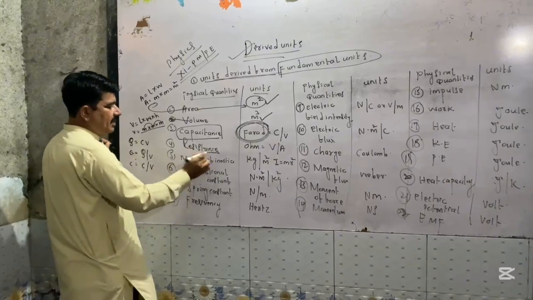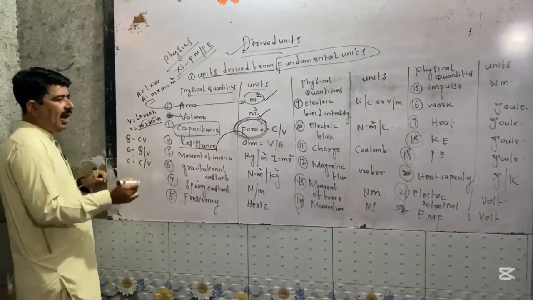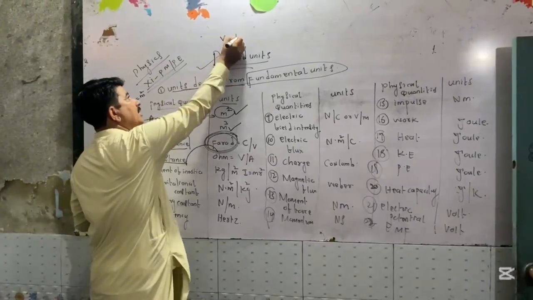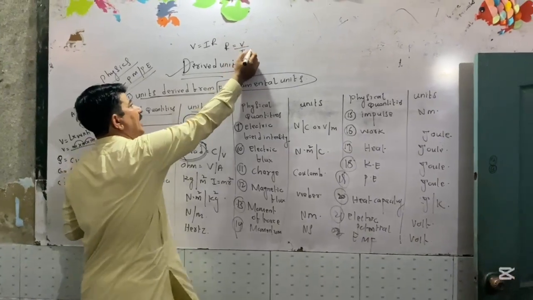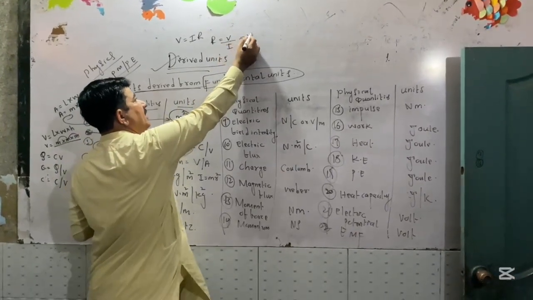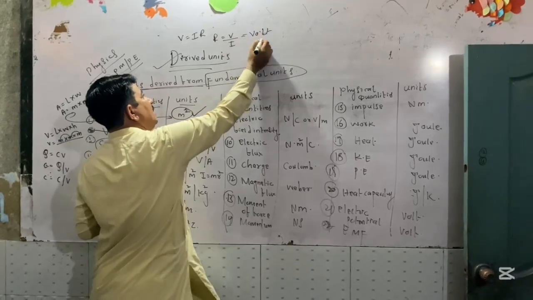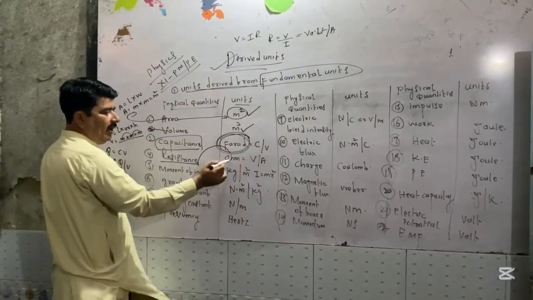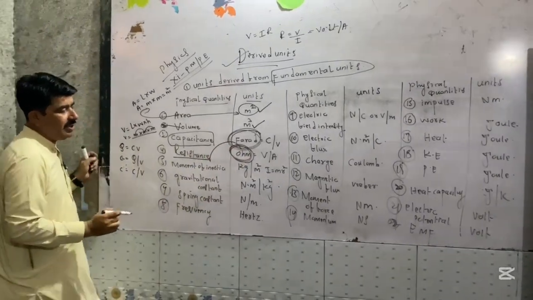Now next one is resistance. The unit of resistance is ohm. How do we get ohm? From Ohm's law, V is equal to IR, so R is equal to V divided by I. V is potential difference, unit is volt, and I is current, unit is ampere. Volt per ampere is equal to ohm. We got this from Ohm's law, V is equal to IR.